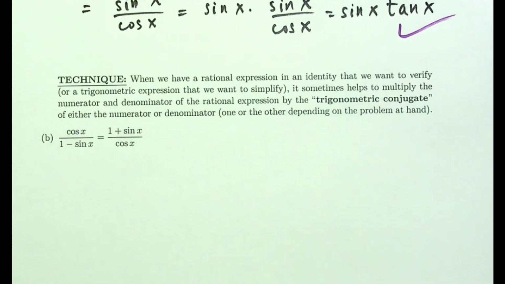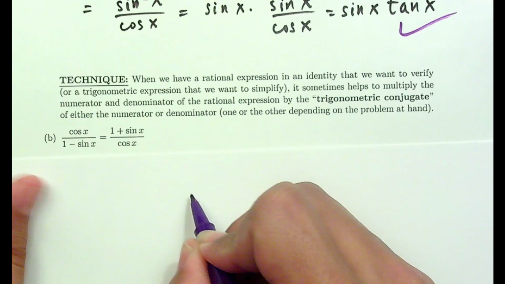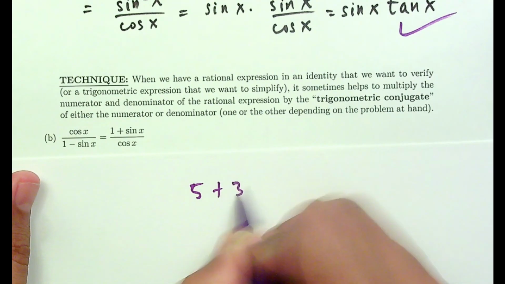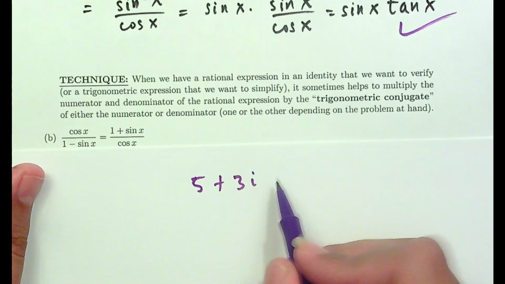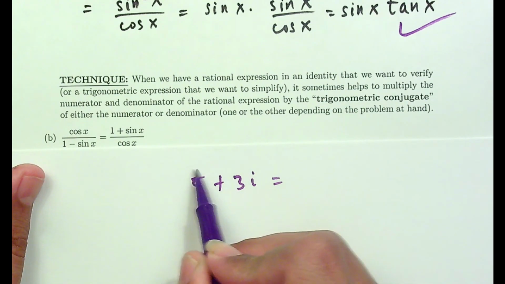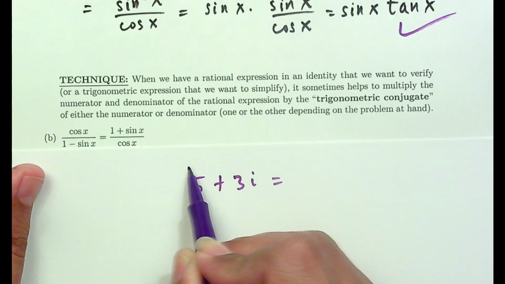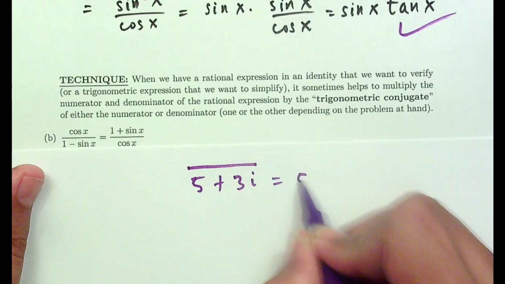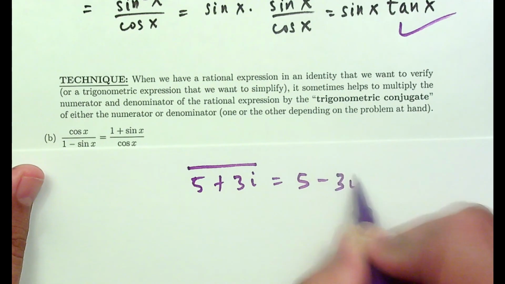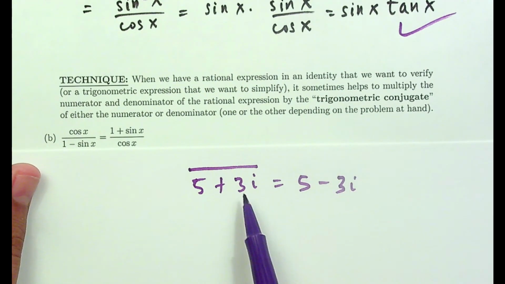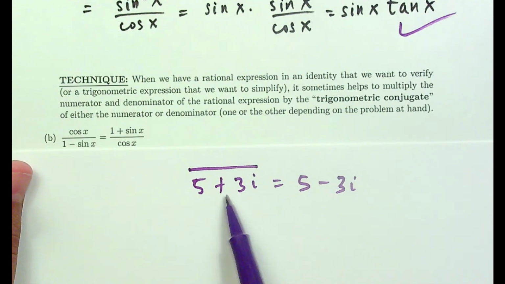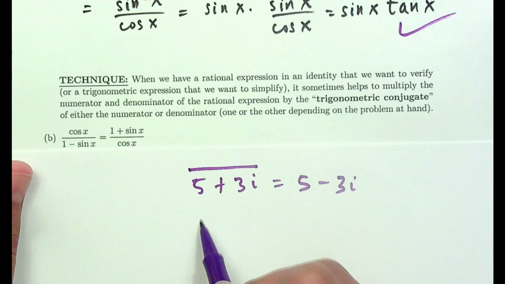So what is a trigonometric conjugate? Let me remind you real quick. For complex numbers, if we have 5 plus 3i, the conjugate of that, if you remember the notation, you put a bar over it. The conjugate of that is 5 minus 3i. This is basically the same thing, but you change the sign in the middle. So that's that.